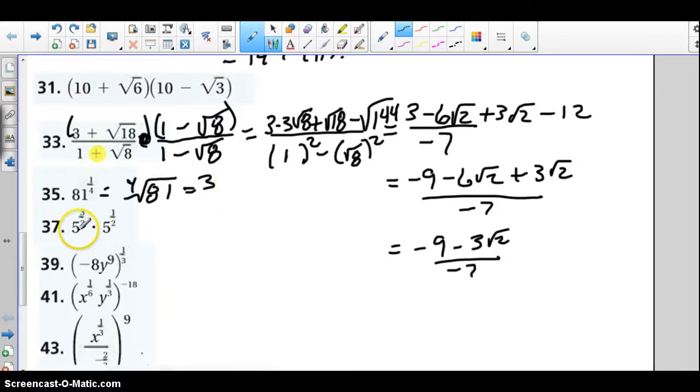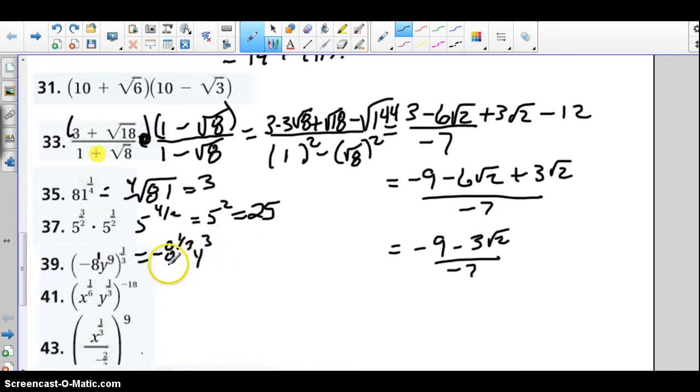Next one, since we have the same base, we're going to add the exponents. 3 halves plus 1 half is going to be 4 halves, also known as 2, and that's 25. Next one, power to power, we multiply the exponents. Remember the exponent for this negative 8 is 1, so we're going to go ahead and distribute. Negative 8 to the 1/3, and 9 times 1/3 is 3.